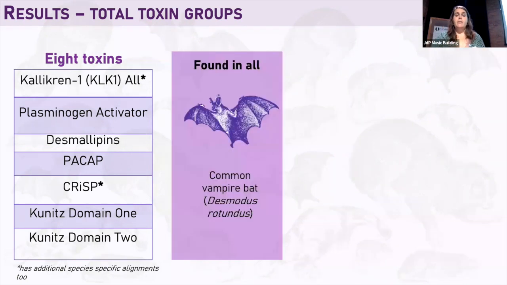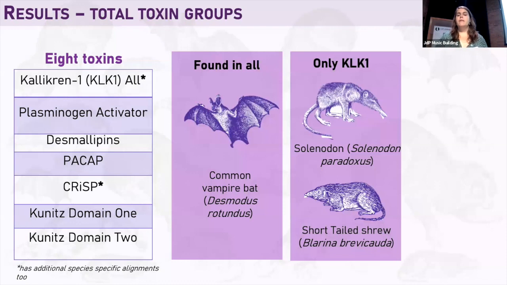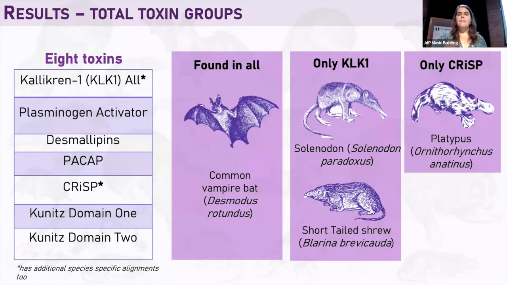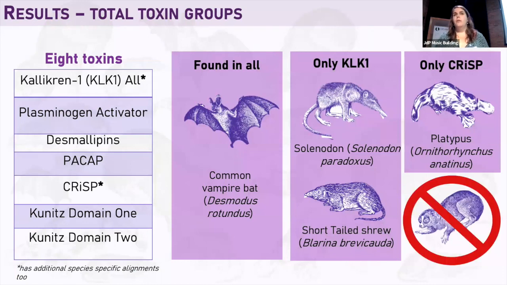The vampire bat you can find in all of those toxin groups. The solenodon and short-tailed shrew you can find in the calichrome 1. And the platypus you can find in the CRISP. And sadly, no slow loris, something that we are hoping to change in the future.